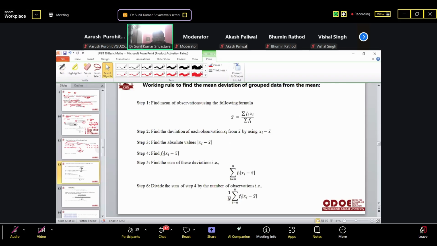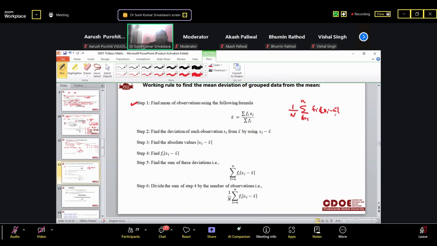So we have to discuss the working rule. If you understand the formula clearly, there is no need to learn the steps. The formula written here is 1 by n, summation of i equal to 1 to n, of f i times the absolute value of x i minus x bar. So we need these steps.